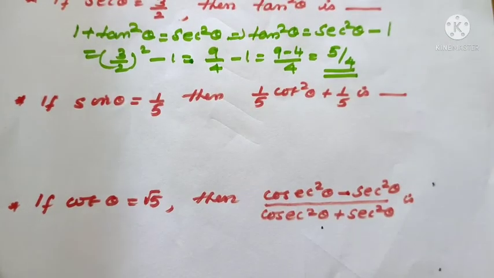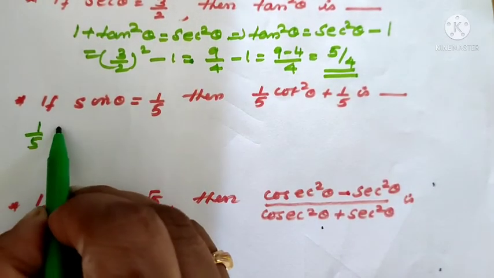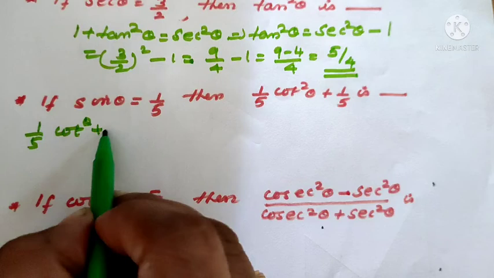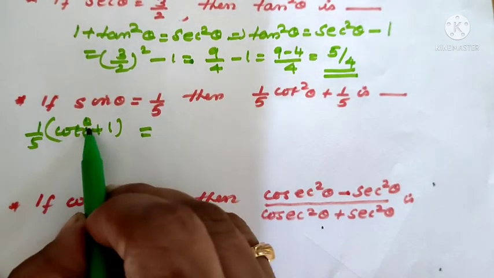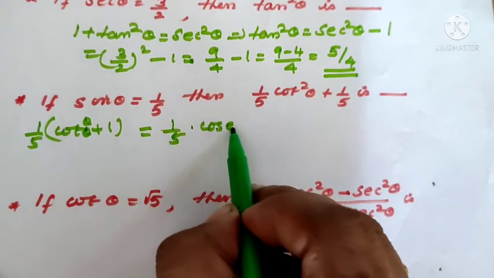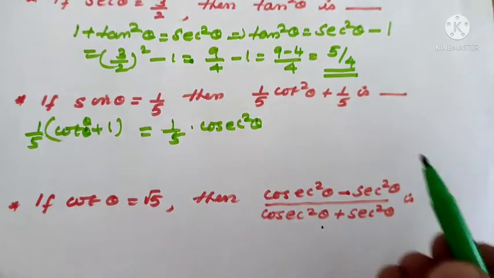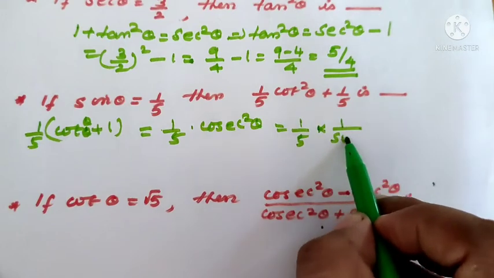Sin theta equal to 1 by 5, then 1 by 5 cot square theta plus 1 by 5 only. So first I will write 1 by 5 common, cot square theta plus 1, right? So what is 1 plus cot square theta? Cosec square theta should be written here. 1 by 5 into cosec square theta. Okay, so 1 by 5 into 1 by sin square theta.